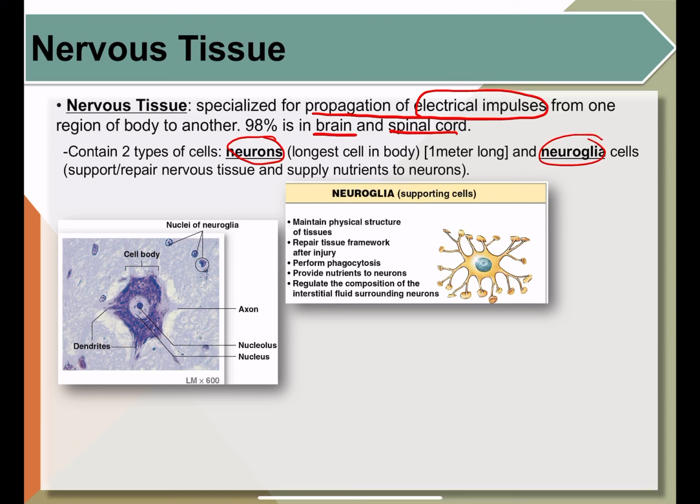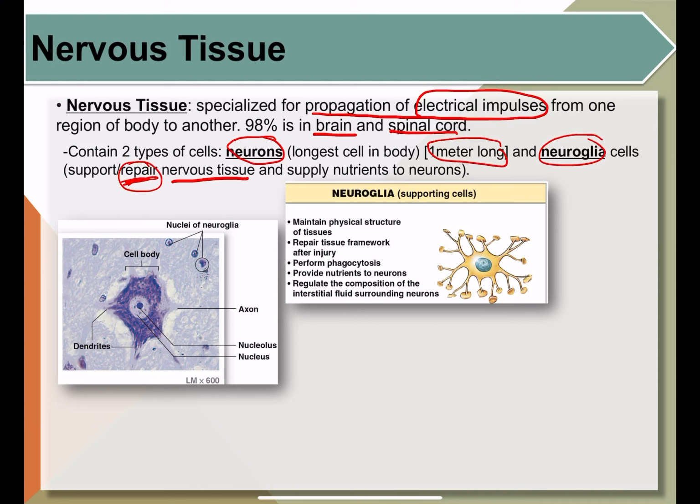So neurons are considered one of the longest cells in the body. One neuron can be up to a meter in length. Okay, that's even longer than a muscle fiber. Neuroglia cells are those that support or repair, if possible, nervous tissue. Okay, because neurons, just like your cardiac muscle cells, can't do cell division. They don't have centrioles. So what happens with them, if a neuron is damaged, is it is up to Mother Nature whether they can repair themselves.